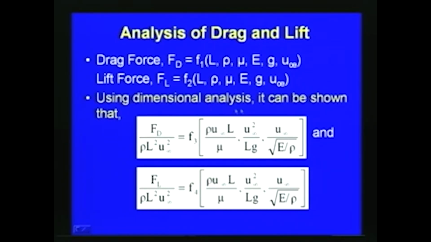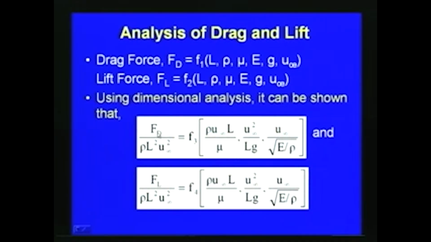Using dimensional analysis, especially while doing experiments, we can show that the drag force F d divided by rho L squared u infinity squared, where u infinity is the free stream velocity, is equal to a function F 3 of rho u infinity L by mu, u infinity squared by L g, and u infinity by square root of E by rho.